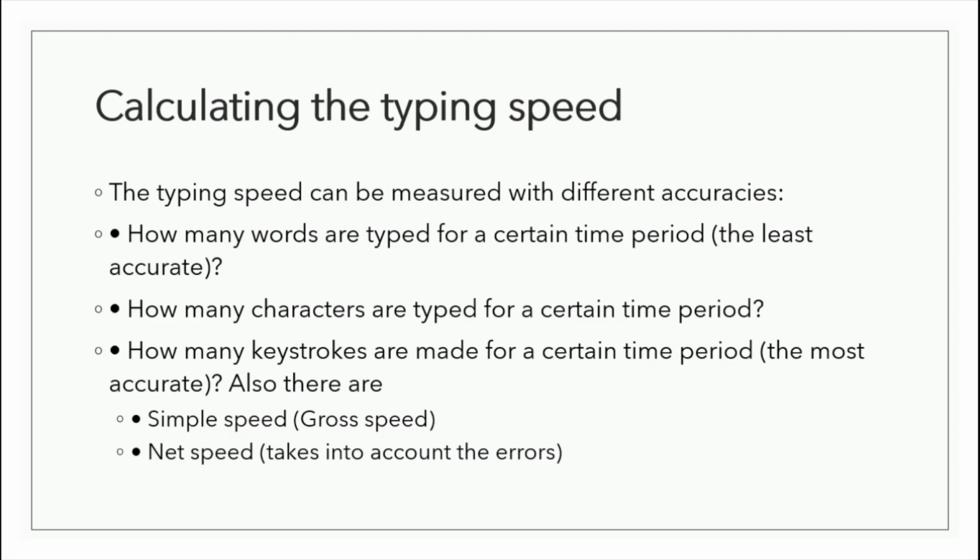Also, there are simple speed and net speed. Simple speed is the gross speed, but net speed is the speed calculated after taking into account how many errors you have made and how many right words you have typed. If these things are taken into consideration, then the speed becomes the net speed.